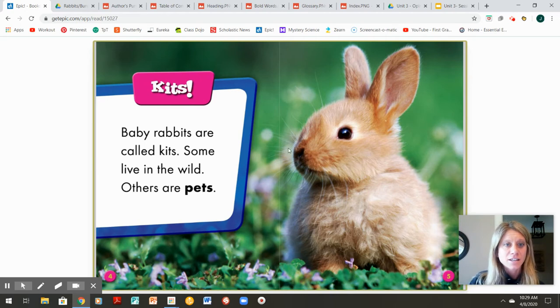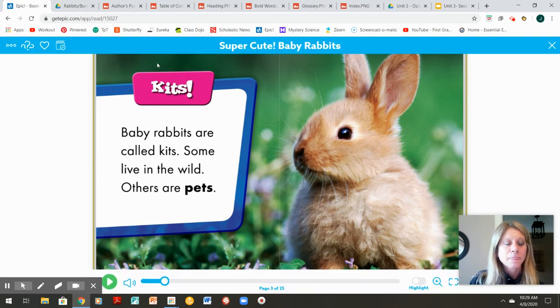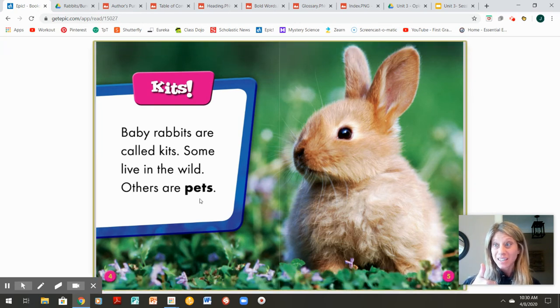Kits. And here is our heading. Baby rabbits are called kits. Some live in the wild. Others are pets. Boys and girls, I also see a bold word. What is the bold word we see? Pets. From now on, when we go to each page, when you are at home listening to me read, could you put your thumb up like this to show Mrs. F that you see a bold word?